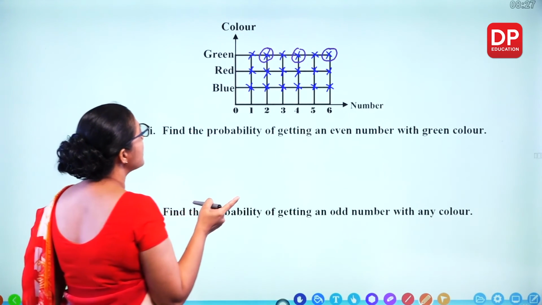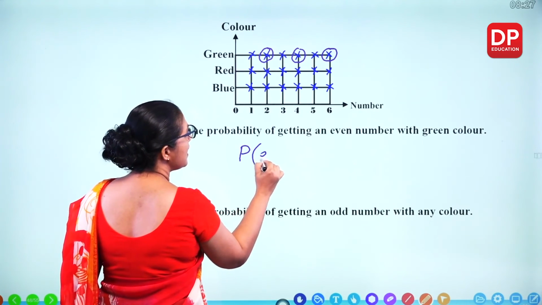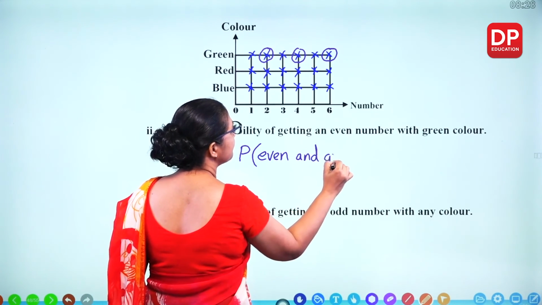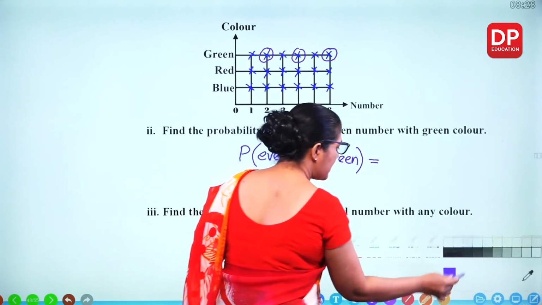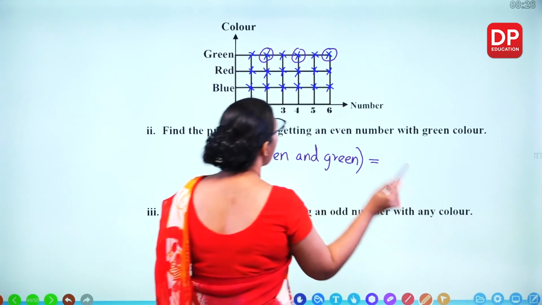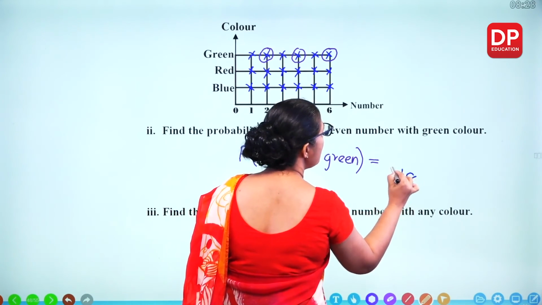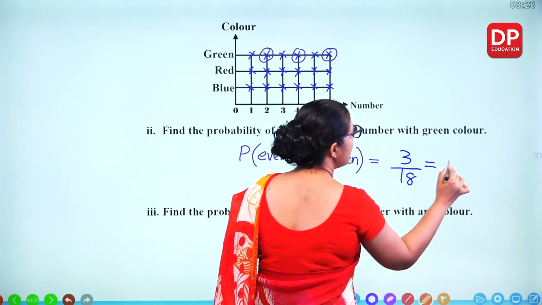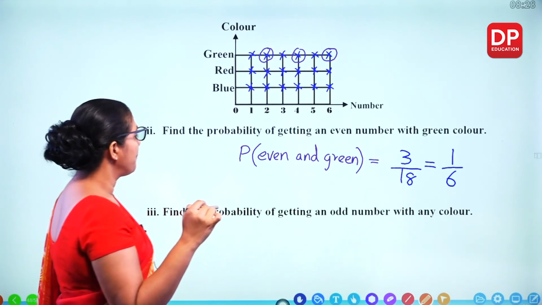Those are the possibilities. So what is that? Probability of getting even and green. So what's the probability? Altogether 6 times 3, 18 outcomes are there. Out of that only 3. 3 times 1, 3 times 6, 1/6 possibility.